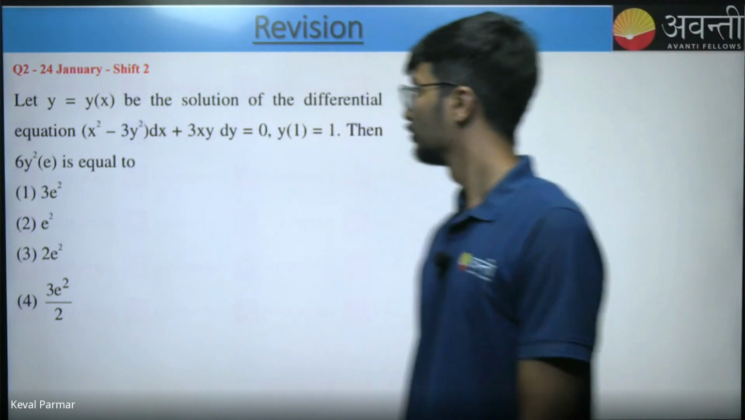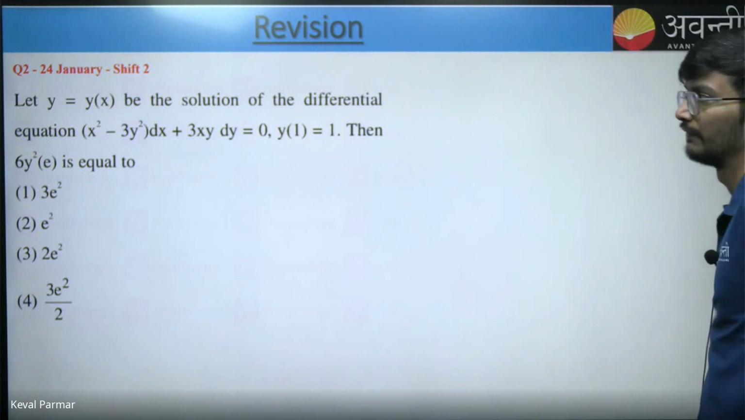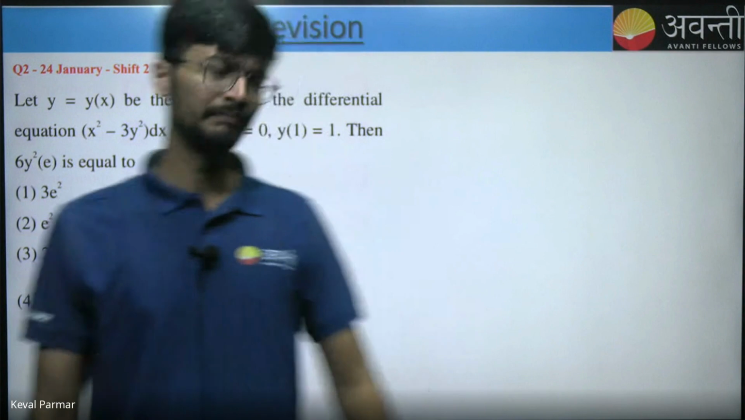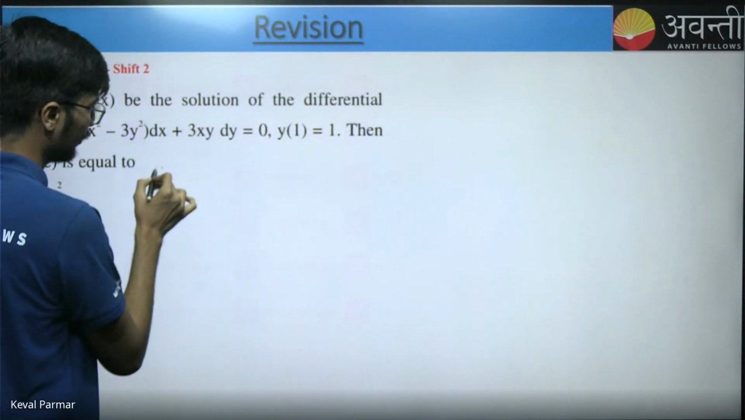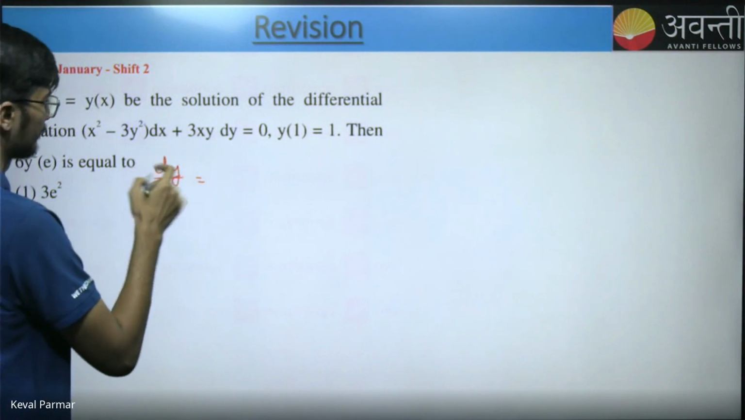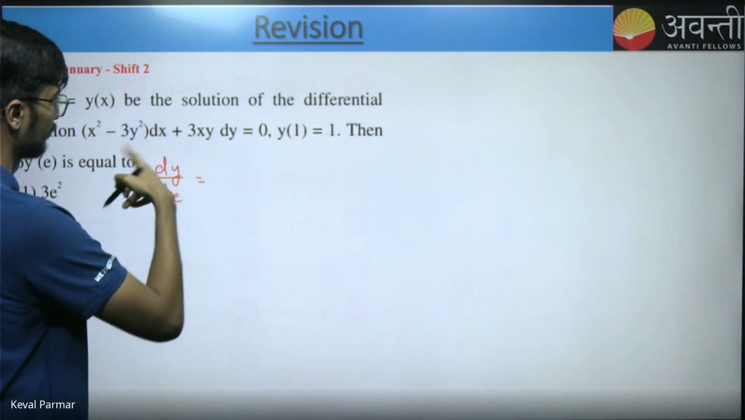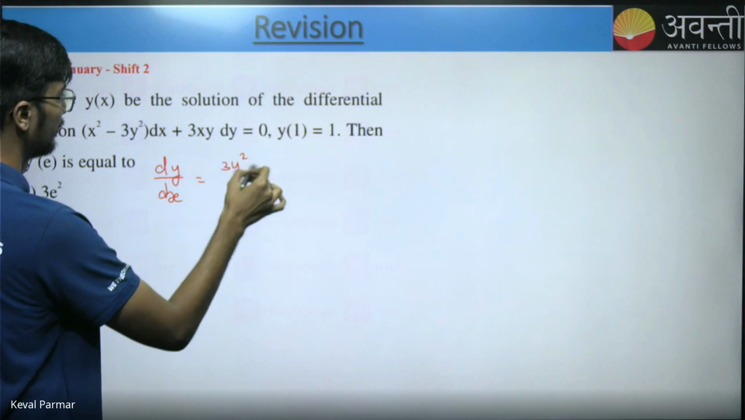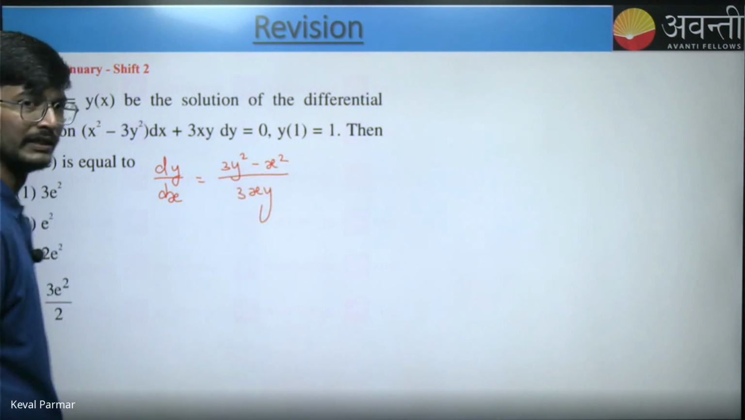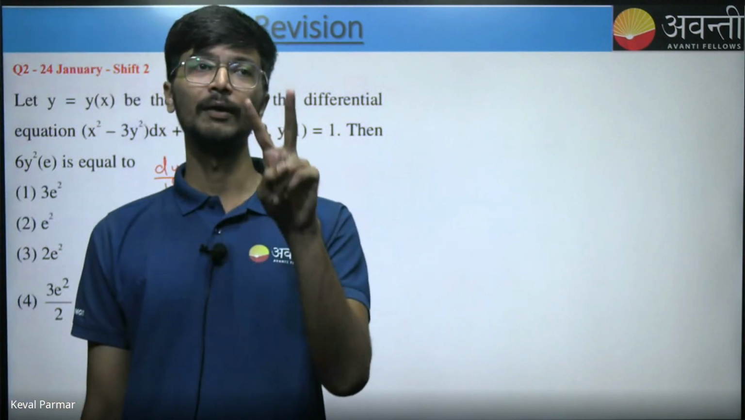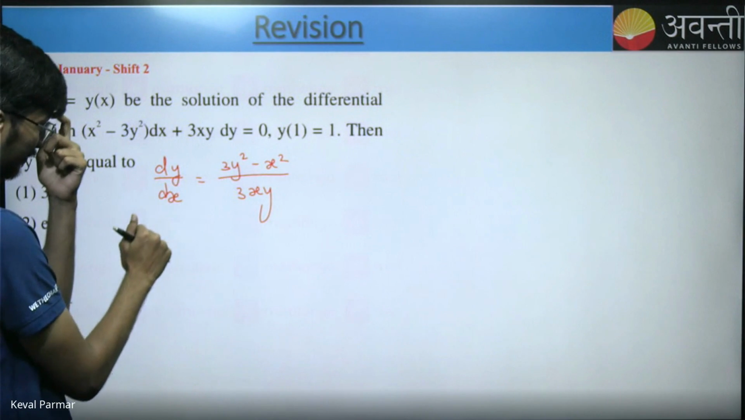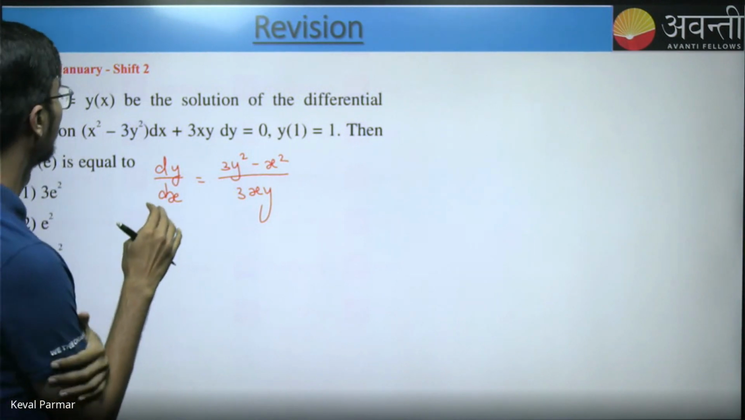Let y equals y of x be the solution of the differential equation. So this is a very simple thing, guys. Very simple. Just we can write the equation as dy over dx is equal to 3y square minus x square upon 3xy. This is homogeneous. As you can see, numerator also has the power 2, denominator also has the power 2. So it's homogeneous. I hope I wrote it correctly.